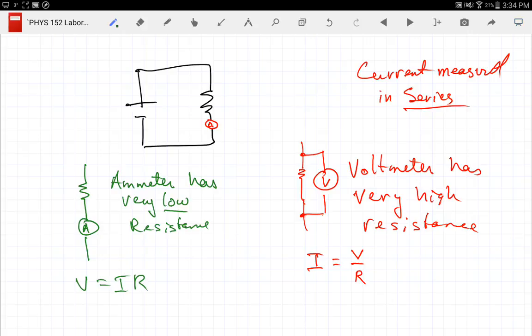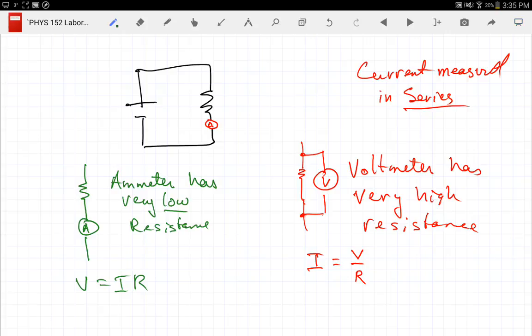If it's the same, well, what is the same for series elements? Series, they have the same current. So if they have the same current and the ammeter has a very low resistance, what does that tell you about the voltage drop across it? It's very low. So the voltage drop caused by the ammeter is very low. So once again, it doesn't affect the circuit very much.